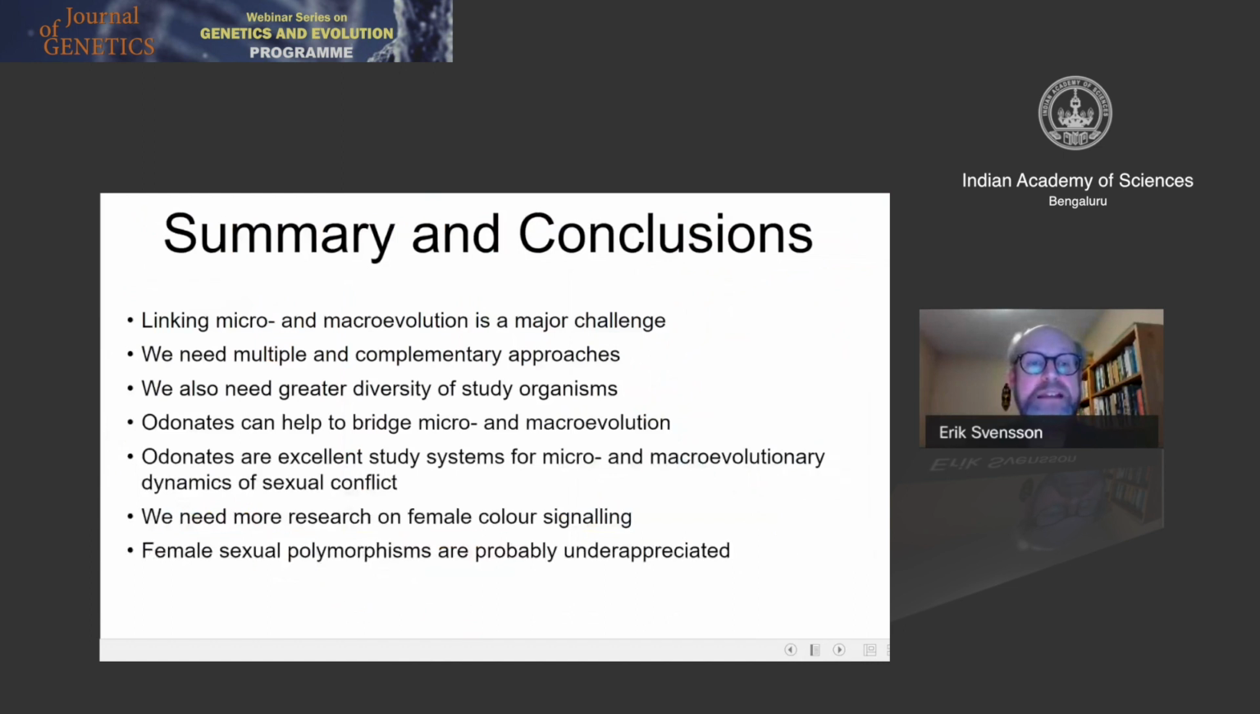So to sum up, linking micro and macroevolution is a major challenge. I would argue we need multiple and complementary approaches, and we need a greater diversity of study organisms. I hope I've convinced you that odonates can help to bridge micro and macroevolution. I hope my Indian colleagues take this to heart, that odonates are excellent study systems for these questions, particularly micro and macroevolution and the dynamics of sexual conflict. And I know there is a lot of interesting work going on in India on odonates. I hope you take this to your heart.